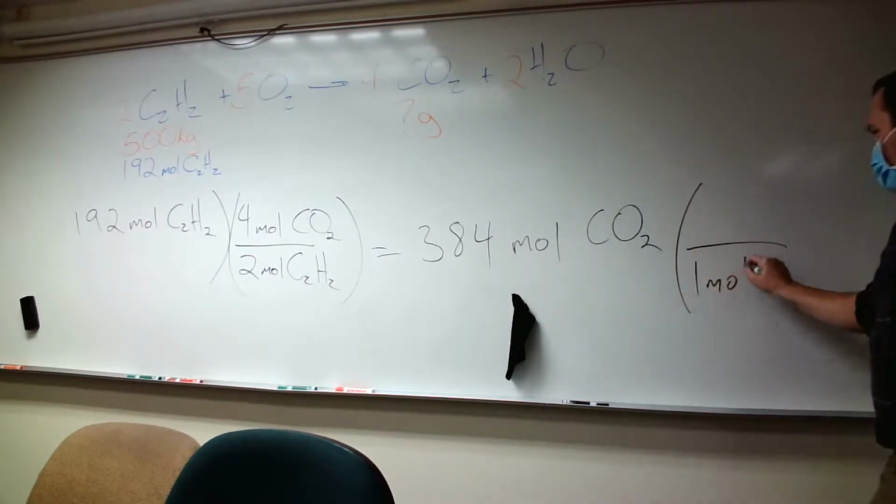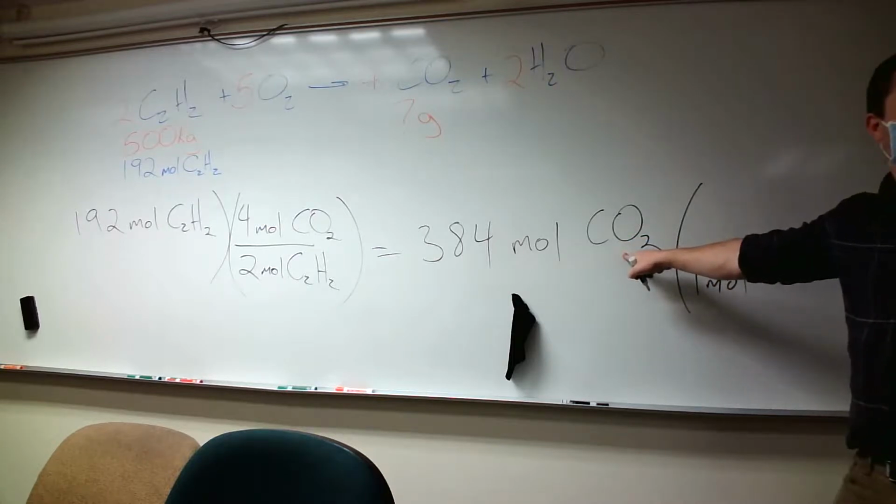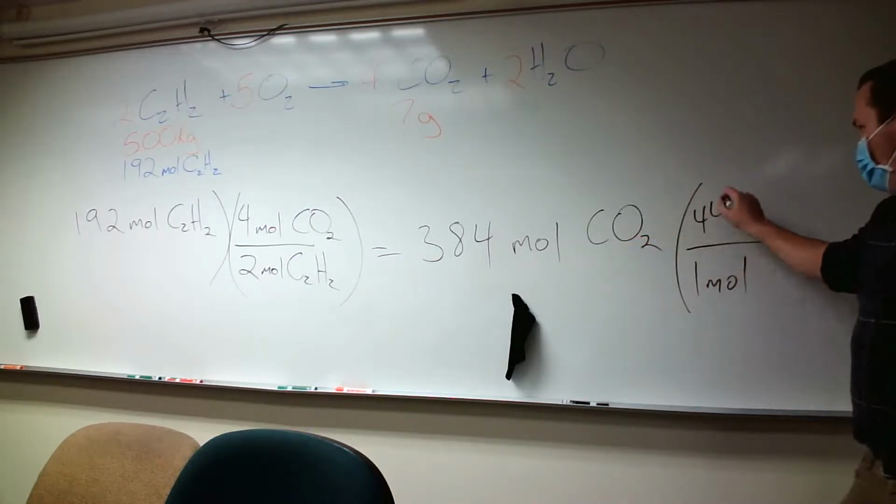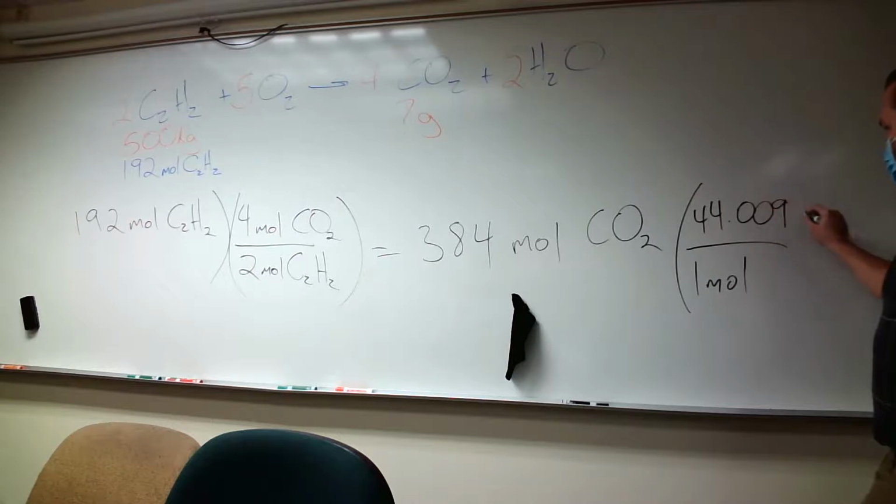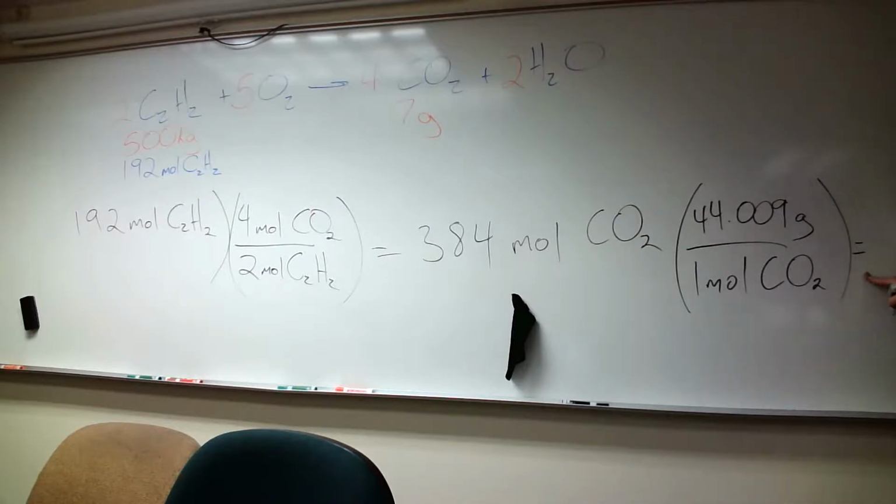So molecular weight of CO2 this time. 44.009 grams is 1 mole of CO2. So we get 16,900 grams, so 1.69 times 10 to the power of 4.